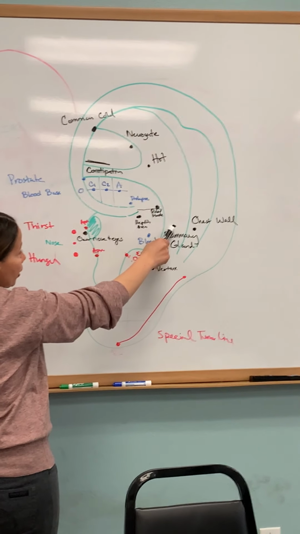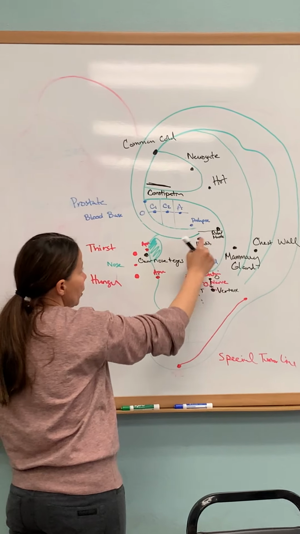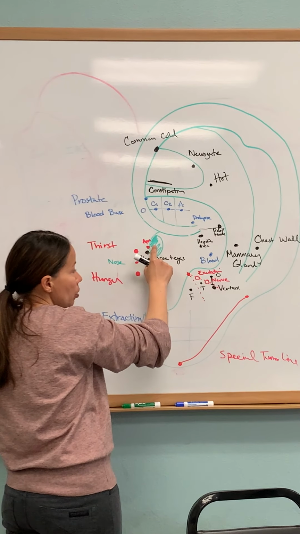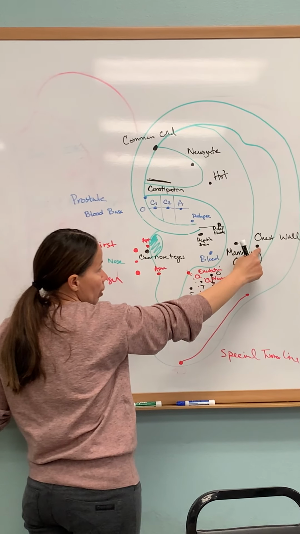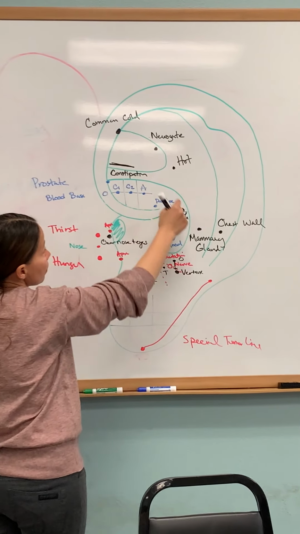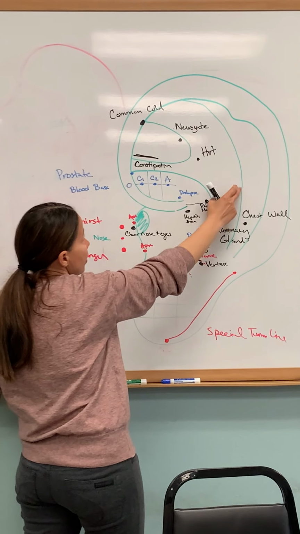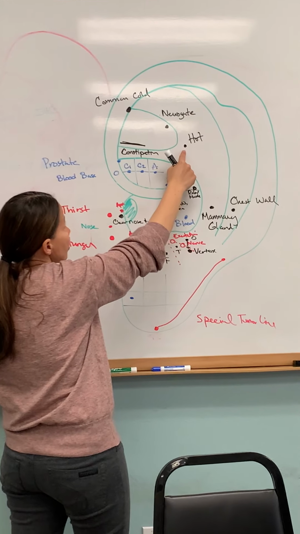We have mammary gland. The easiest way to find mammary gland is you come out and you find your spleen, or you come out and you find your external auditory meatus, come out. That's mammary gland, and you would do the same thing for chest wall. Then I'm going to come up with hot. Coming up, you're on the antihelix, and before the antihelix bifurcates, you're going to hit hot.